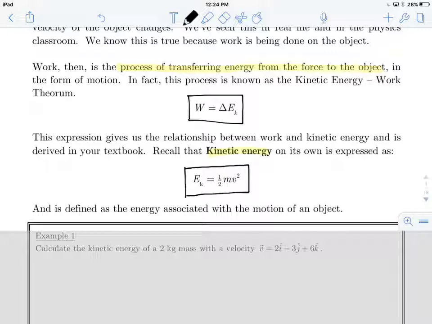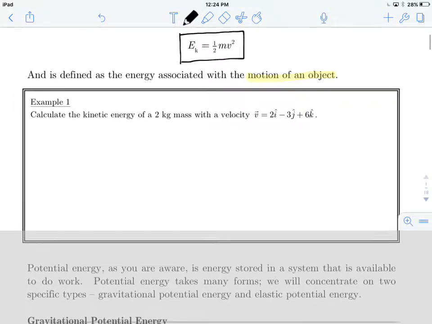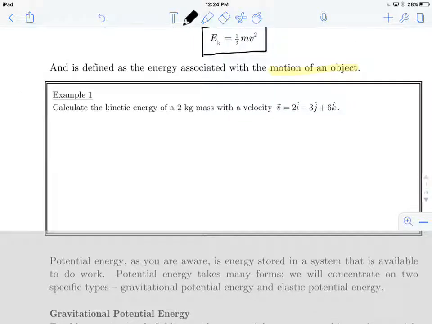But we want to move right into what kinetic energy is and what it's all about, because it's the energy that's associated with the motion of an object. So whenever an object is in motion, we say it possesses kinetic energy. So let's take a look at a very, very straightforward example of how we might calculate the kinetic energy, knowing that kinetic energy is defined as 1/2 times the mass times the velocity squared.